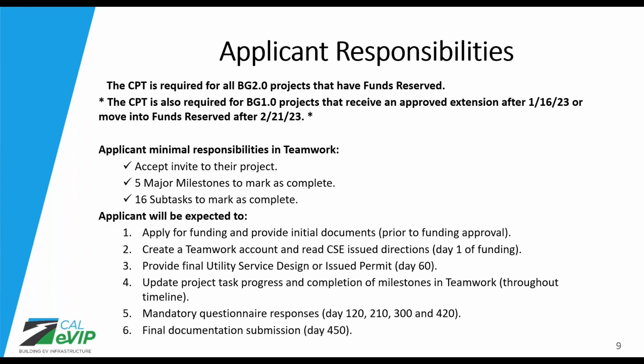So to break it down in a more detailed way, step 1, you'll apply for funding and provide your additional documents to CSE. You'll create a Teamwork account via the email invite and read the directions issued by CSE. Another primary expectation is that by day 60, the 60-day checkpoint, you'll provide either a utility service design or an issued permit that is specifically for Block Grant 2 projects.